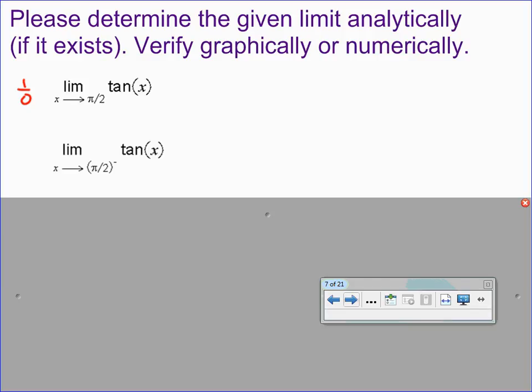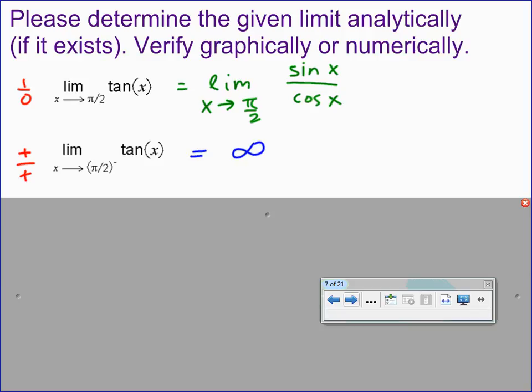As we do the left-hand limit, I know that my fraction of sine over cosine, values that are just less than pi over 2 radians will be just less than 90 degrees. Are my values of sine of x positive or negative when I'm just less than pi over 2 radians? Positive. Are my values of cosine positive or negative when my radian measure input is just less than pi over 2? Also positive, because I'm still in quadrant 1. So this would be positive over positive for my sign test. That's an indication that my final answer would be positive infinity.